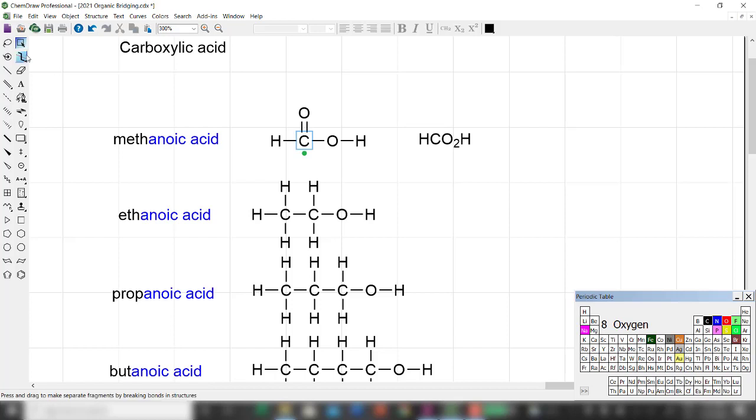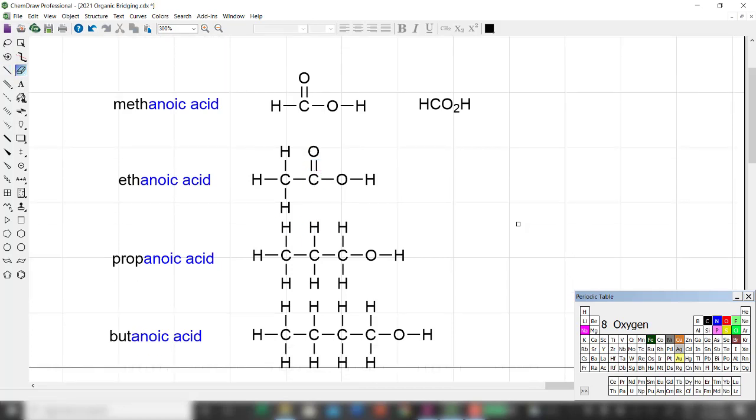Then again for ethanoic acid, we're going to replace it with a double bonded oxygen. So this is called ethanoic acid. Ethanoic acid is found in vinegar. Vinegar is about 5% ethanoic acid, so it has that characteristic sour smell. Those of you who don't like it, you know how it smells. So that's ethanoic acid.